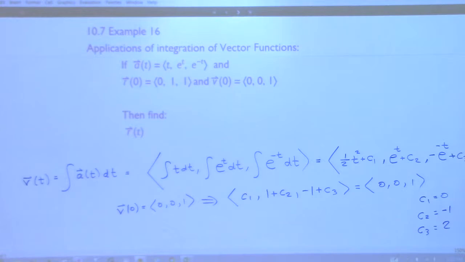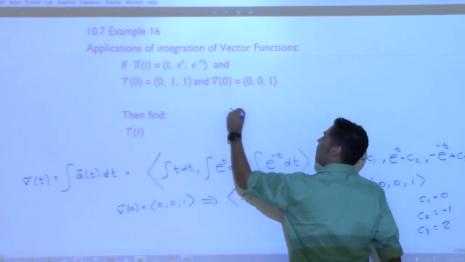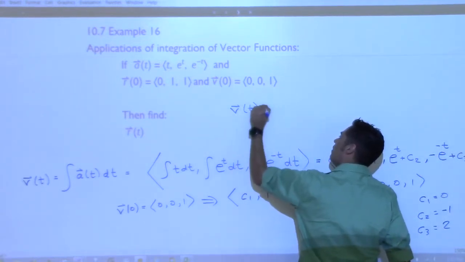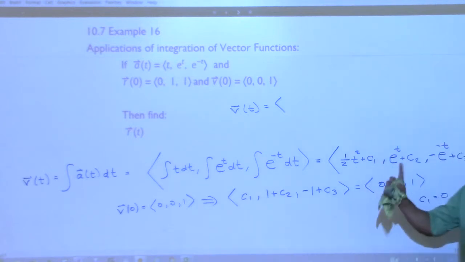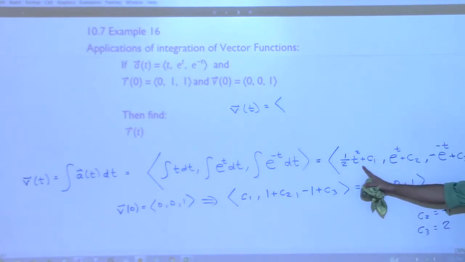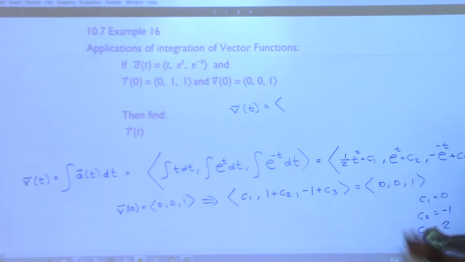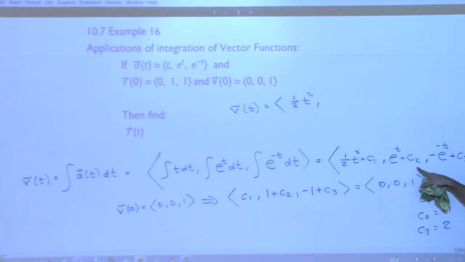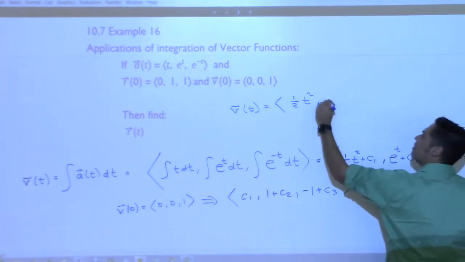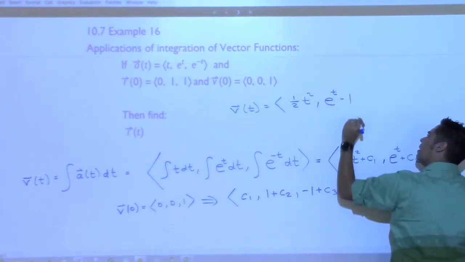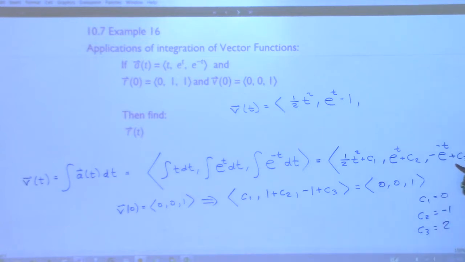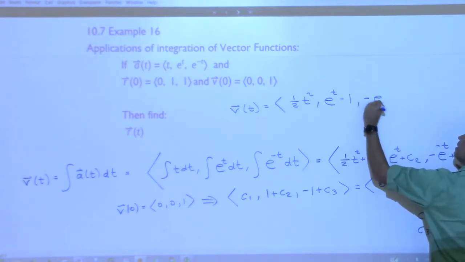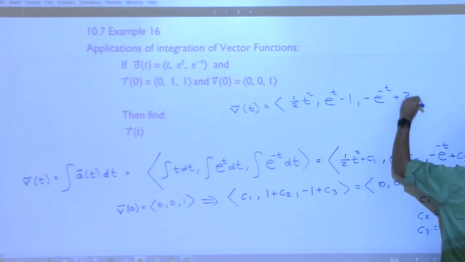Is this good or no? You all right with this? So what we can say now is that our velocity function, we've nailed it down exactly to one function and one function only. It's this plus 0, so just 1/2 t squared. And then this one -1, so e to the t -1. And then finally the last one, which is this one, negative e to the negative t plus 2.